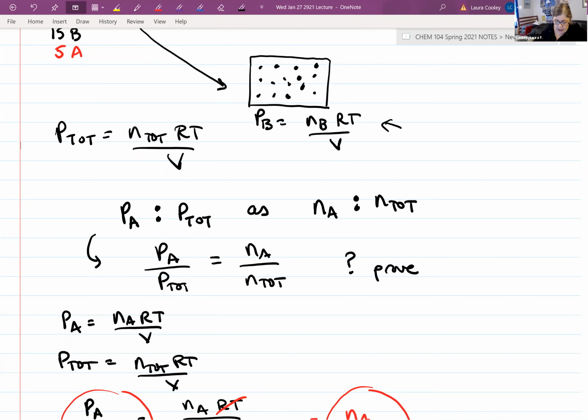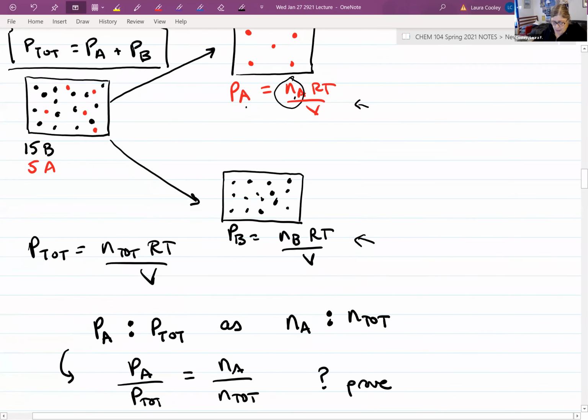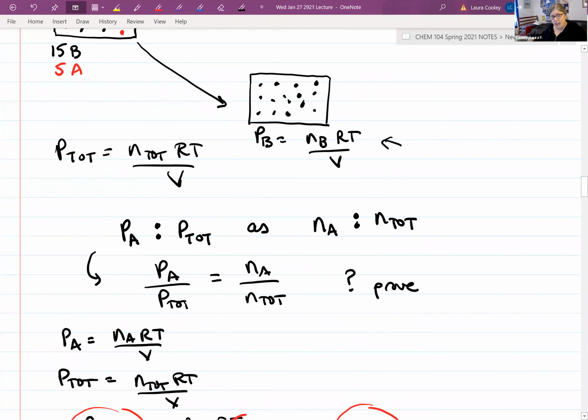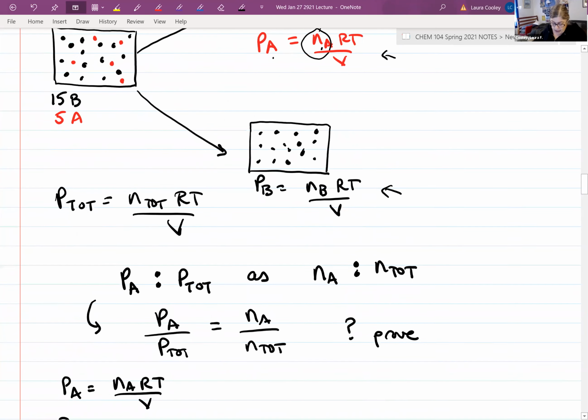You could see that right here because PA is NA RT over V, right? If it was different, then it really depends on this number of moles. So if you have a mixture and you have a large fraction of A, let's say, so you have more A, here, let's use what we have here. We have more B than A, okay?